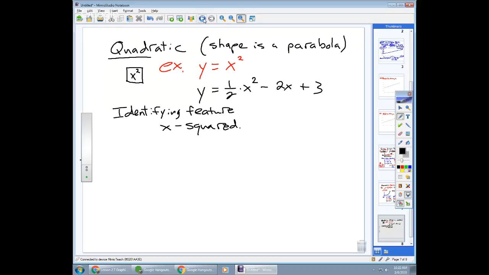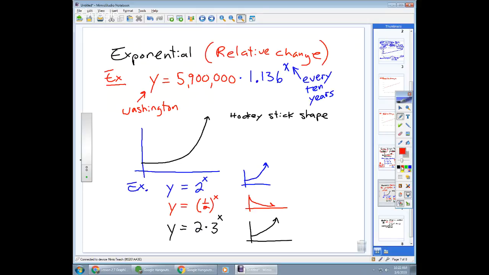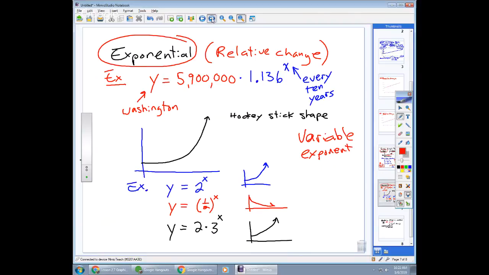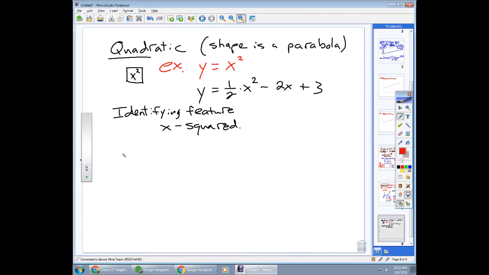The exponential function, the identifier there is the idea of an exponential. The variable is an exponent. Okay, so that's a big idea. Variable exponents. And the linear one, the identifying feature there is just some number times x, maybe plus another number. So we just have x in linear, in exponential x is a power, in quadratic we have an x squared. And the quadratic shape is going to look something like this. We get this U-type shape.